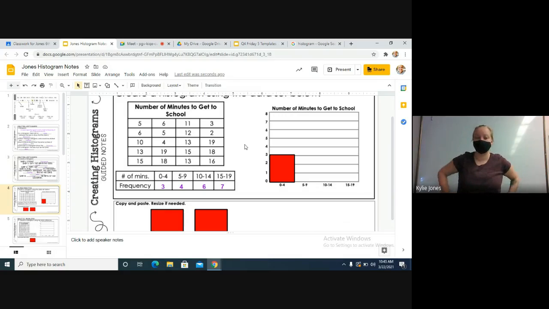Oh. Yeah. It's going to be hard to make them the same width. Just do your best to make them the same width. They might be a little bit off. It's okay if they're not the best.